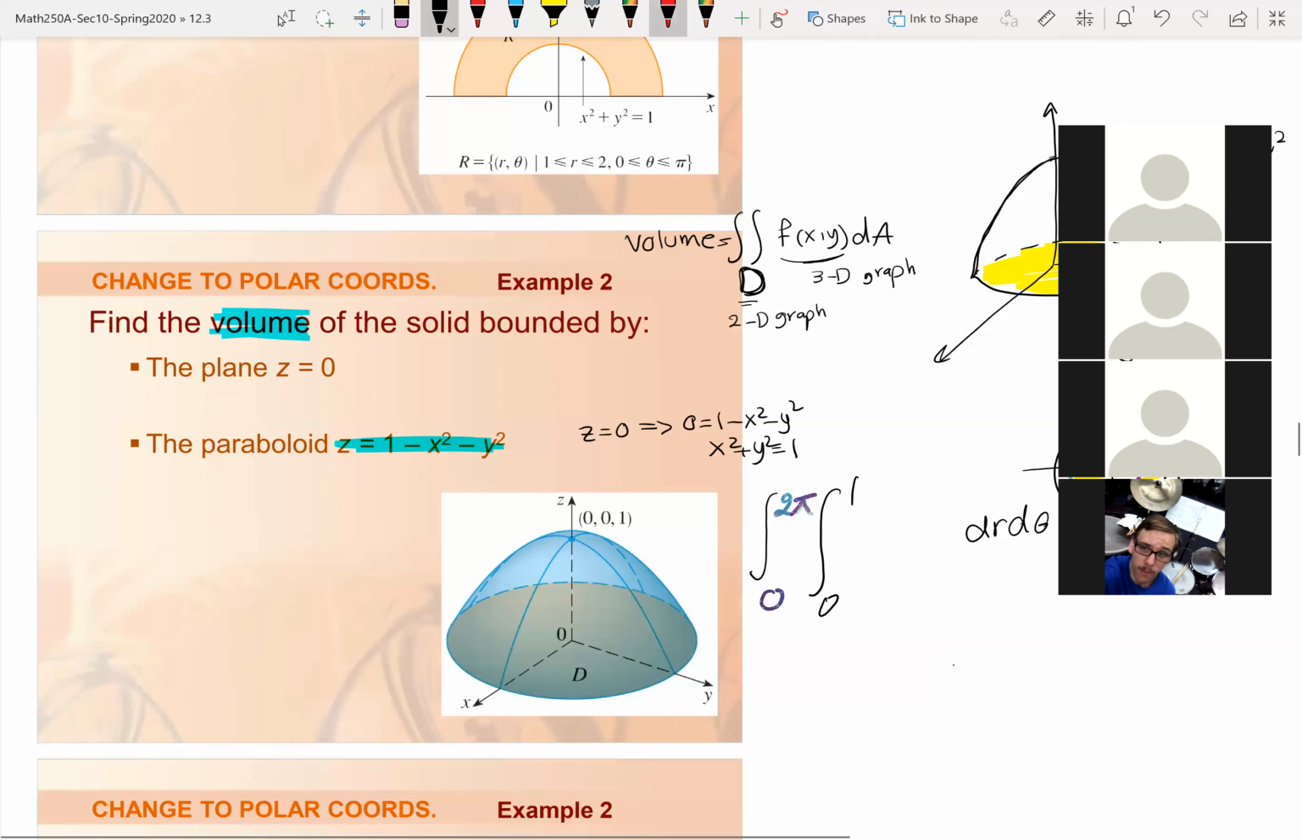And then I have the extra factor of r right there because of the Jacobian, because of the change of variables. So my integrand is always going to be whatever z is, whatever is the roof, whatever is the top of my graph, because we are getting the volume under the surface. So this is the integrand, 1 minus r squared.